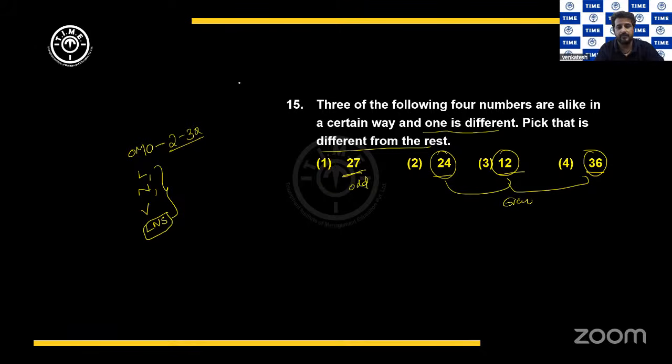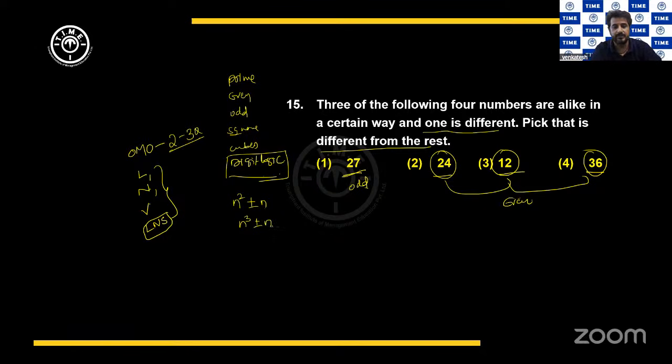So generally in number odd one out, what kind of logics do we check? We check the prime number logic, even number logic, odd number logic, squares logic, cubes logic. Or digit logic also will come sometimes. If any question has this model, I'll explain digit logic. Not only this, we will also check logics like n square plus or minus n, n cube plus or minus n, where n is a natural number or even number or odd number or prime number. It could be anything.